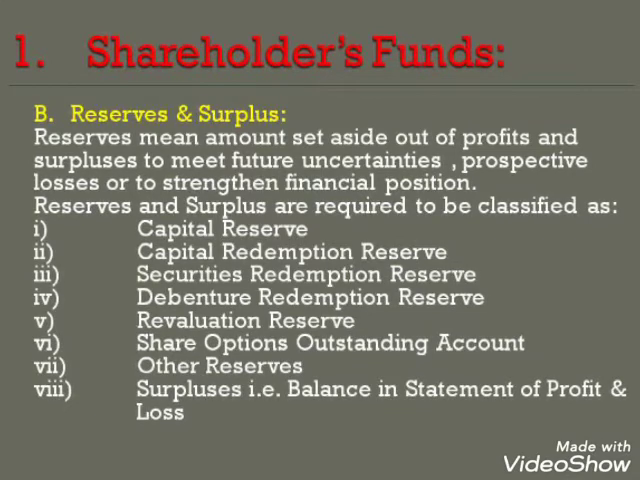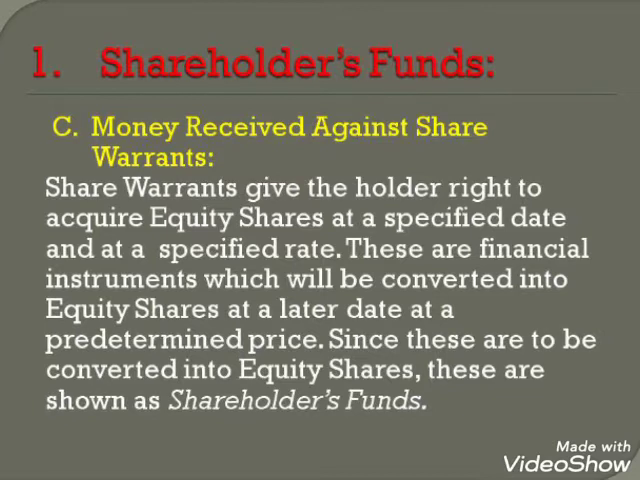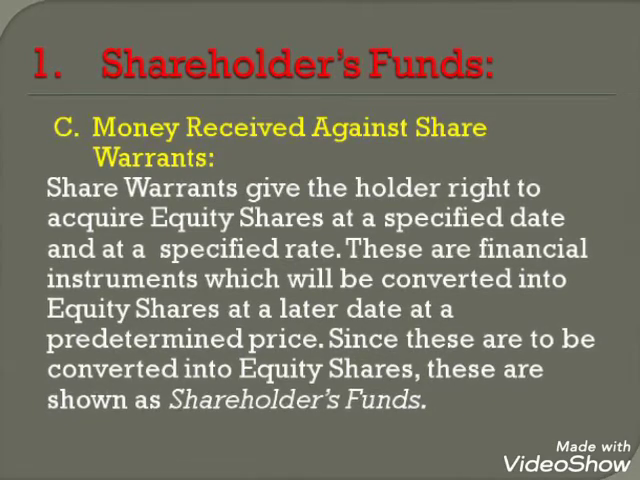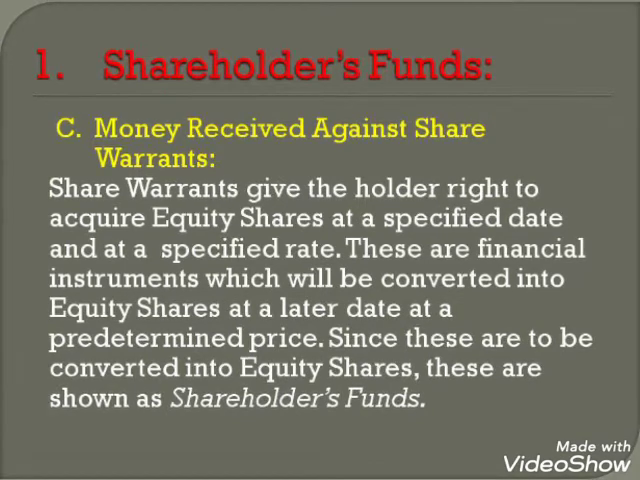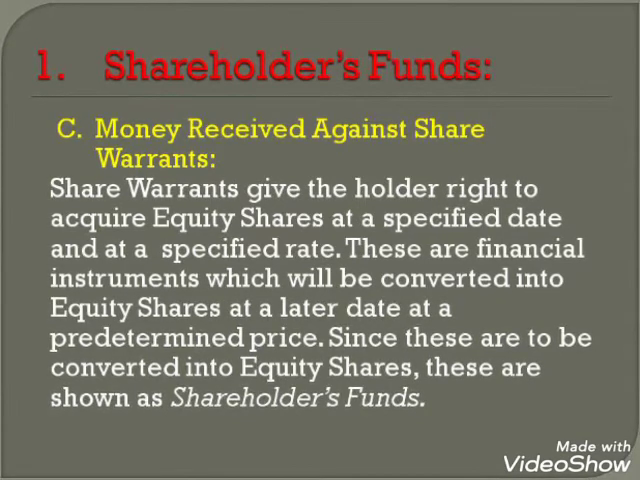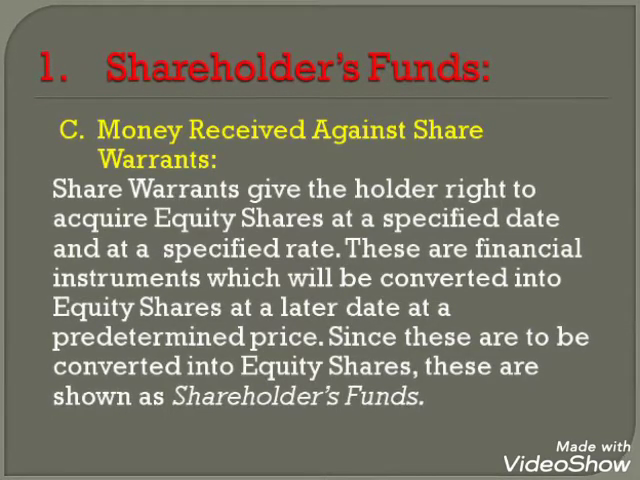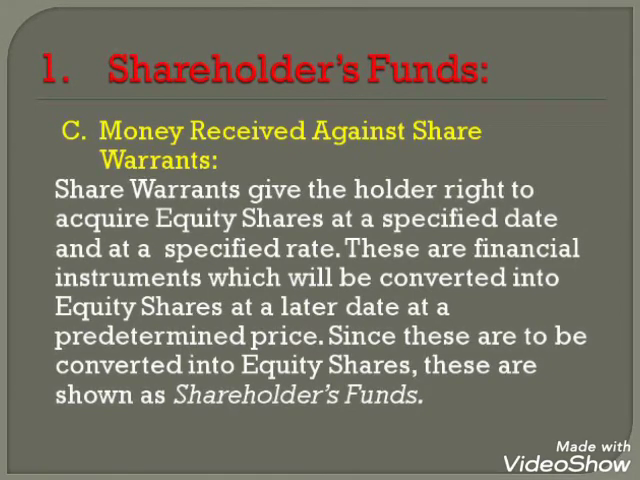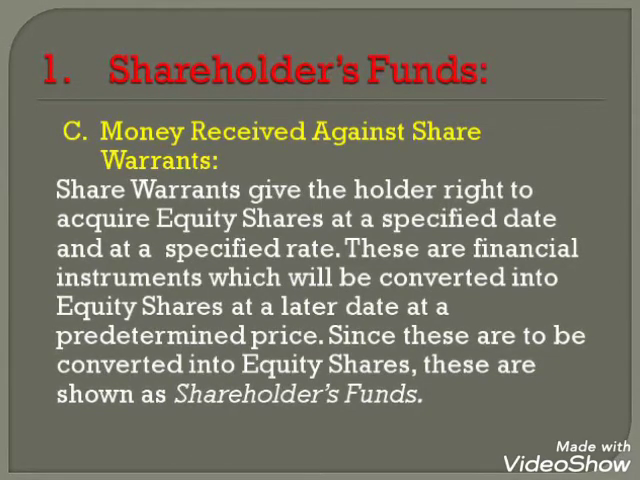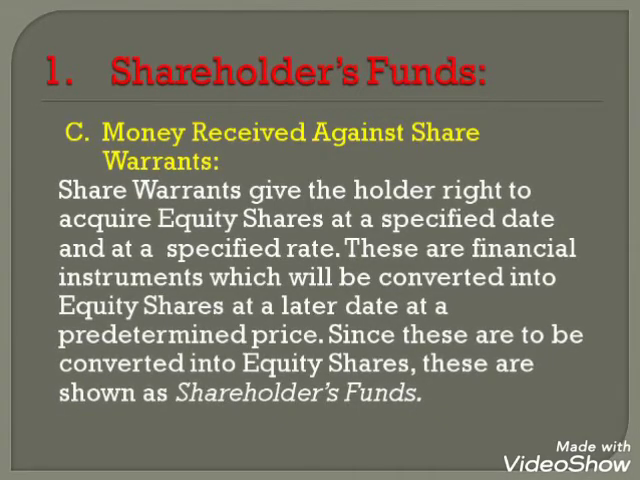And the third subhead is money received against share warrants. Share warrants give the holder the right to acquire equity shares at a specified date and at a specified rate. These are financial instruments which will be converted into equity shares at a later date at a predetermined price. Since these are to be converted into equity shares, these are shown as shareholders' funds.